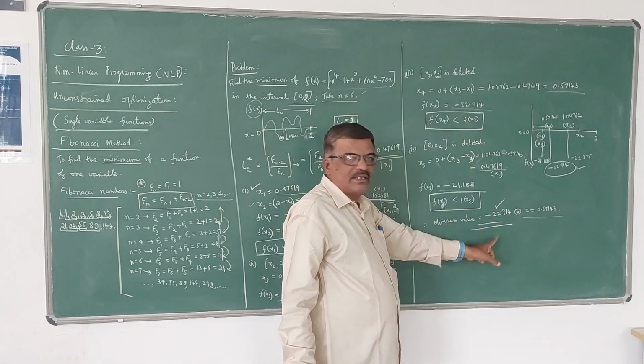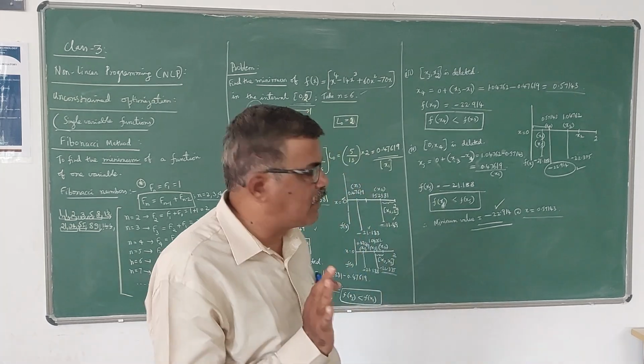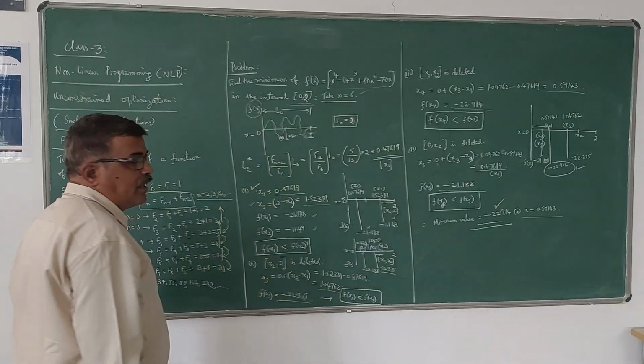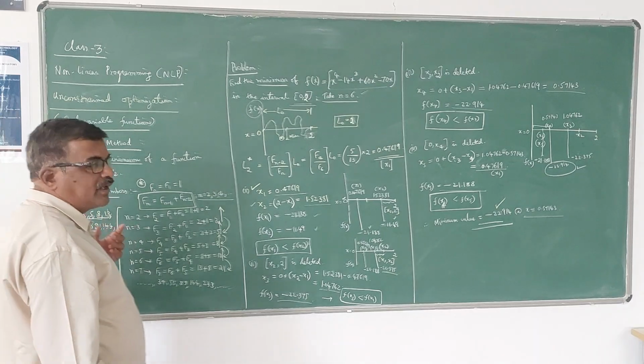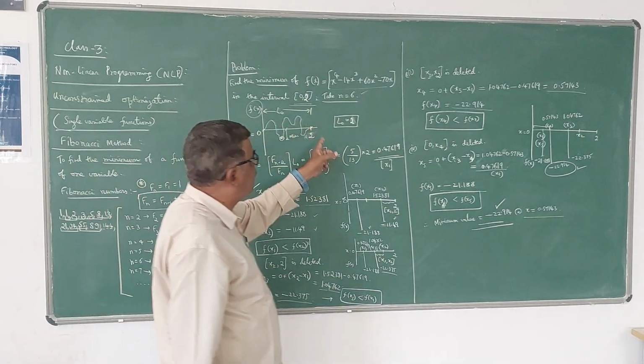So we can stop at this stage. So some 4 iterations, 4 steps or 5 steps we have to do, and we have to learn. So this is what is called as the Fibonacci method of non-linear optimization technique without any constraints. Now if you want, you can check this. How to check this, I will tell you.